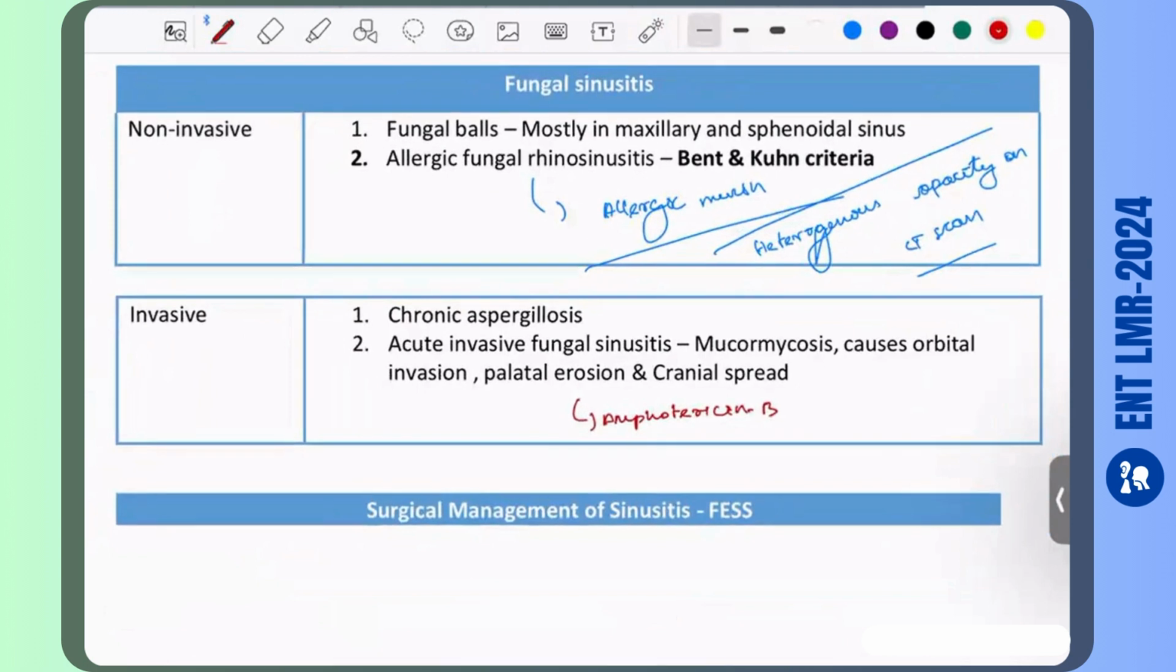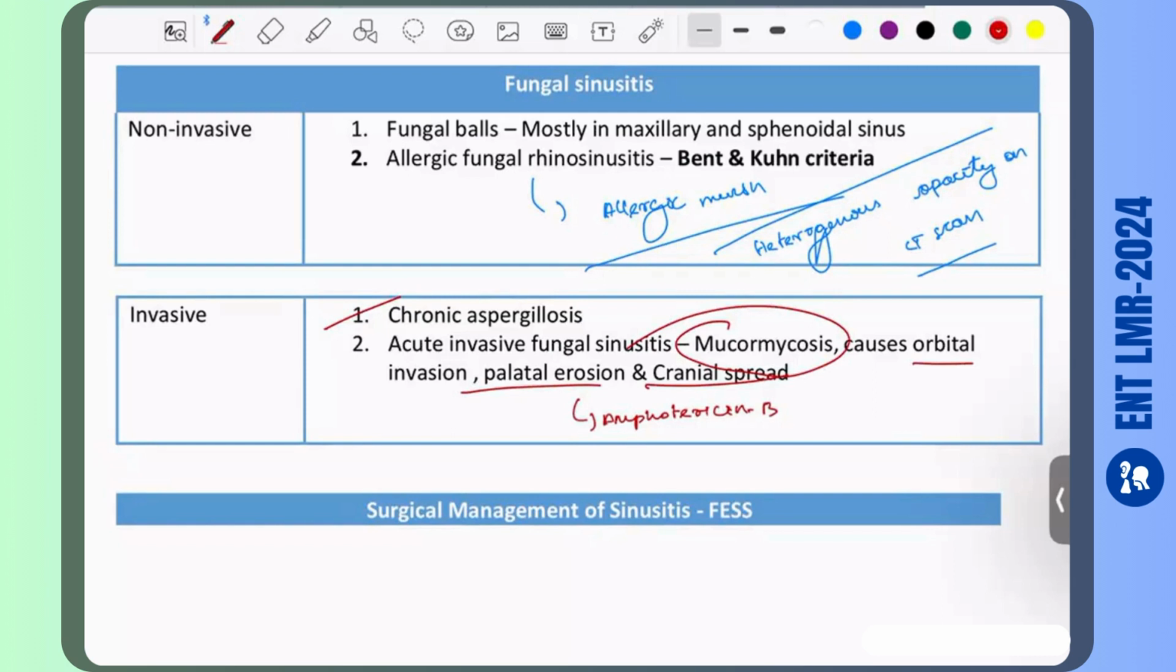So fungal sinusitis, invasive. It could be chronic aspergillosis, but the most important invasive fungal sinusitis is mucormycosis. Mucormycosis, very, very important. It is an invasive fungal sinusitis. It can cause orbital invasion, palatal erosion, even cranial spread. During COVID, you would have seen a lot of mucormycosis patients, black fungus.